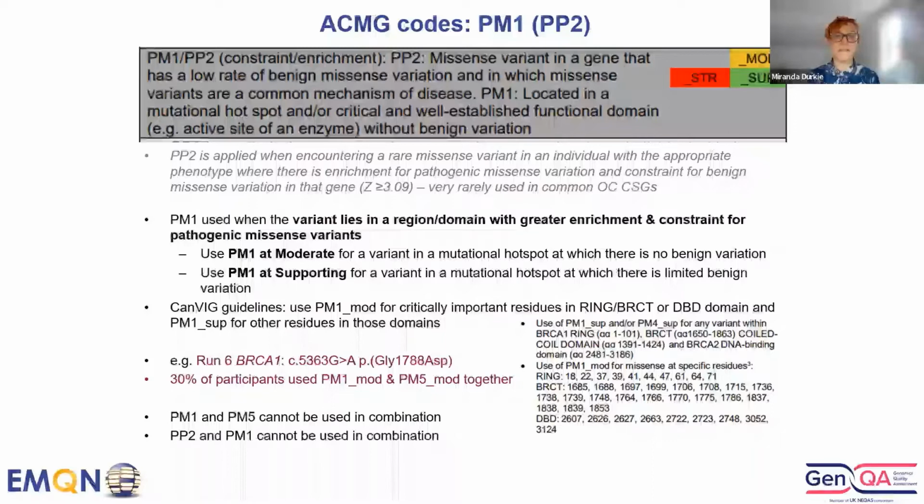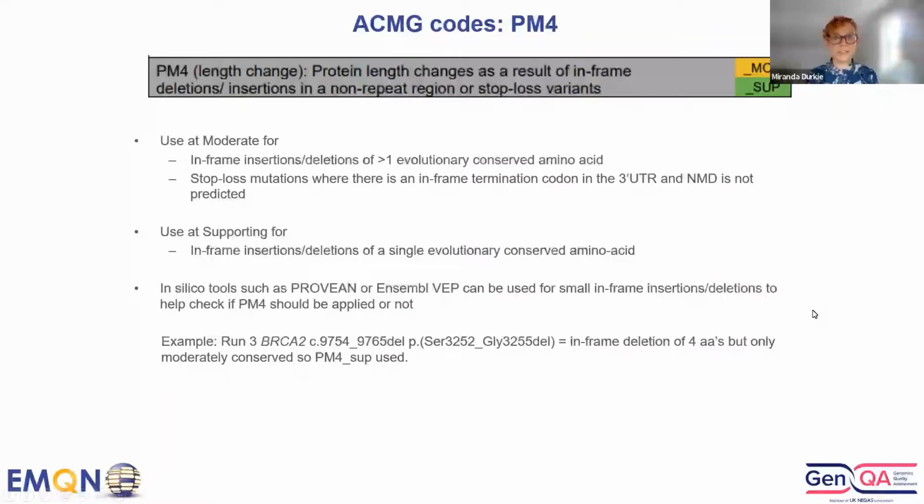But also PM1 is saying it's a hotspot, and then PM5 is saying you have other pathogenic variants at that same codon. So they're equivalent, they're saying the same thing, so you really would be overcounting that piece of evidence to use it twice, particularly two moderates. So in the CanVIG guidelines, we don't allow these codes to be used together. PM4 is the in-frame insertions and deletions, and this is one of the ones I'm skipping over. Moving on to PM5, which I've just mentioned.